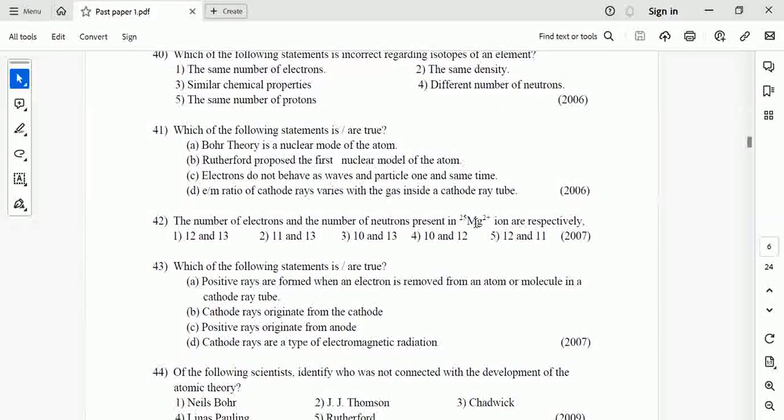Magnesium has 12 electrons and 12 protons. Since it is 2 plus, 2 electrons are removed. So it has only 12 protons, 10 electrons, and 13 neutrons. Now we need to find the electrons. From 12, 2 are removed due to the 2 plus charge. Therefore, we have only 10 electrons and 13 neutrons. 42, answer is 3.